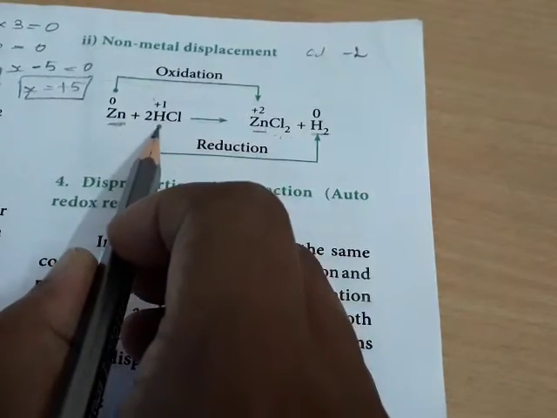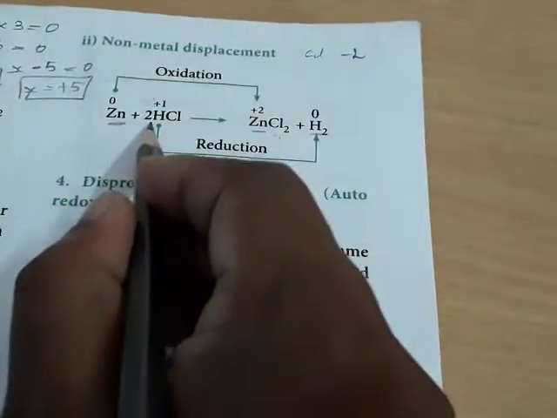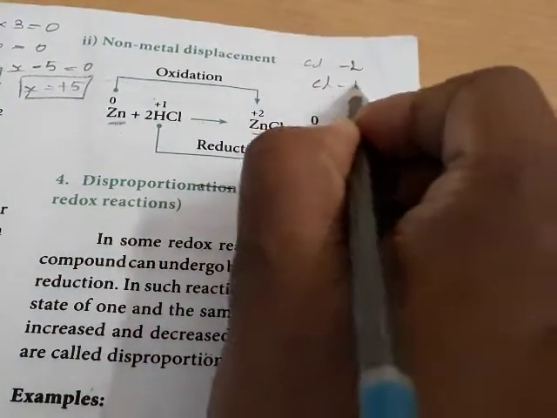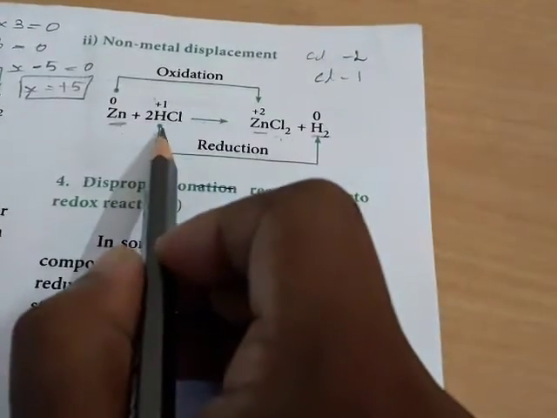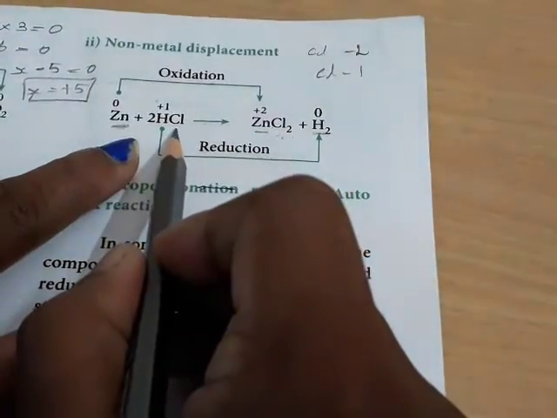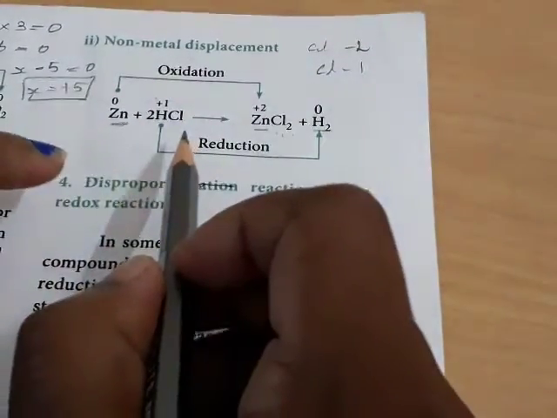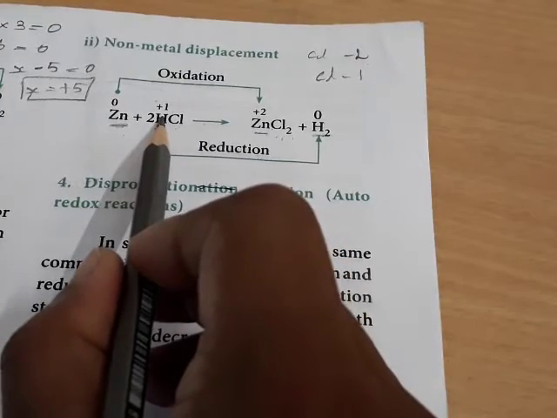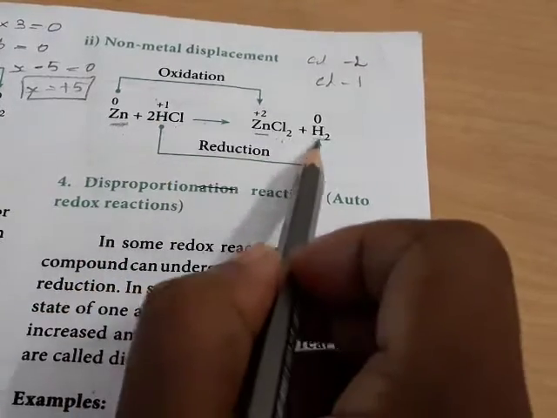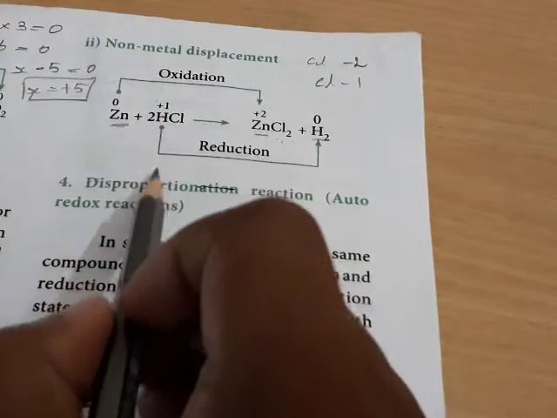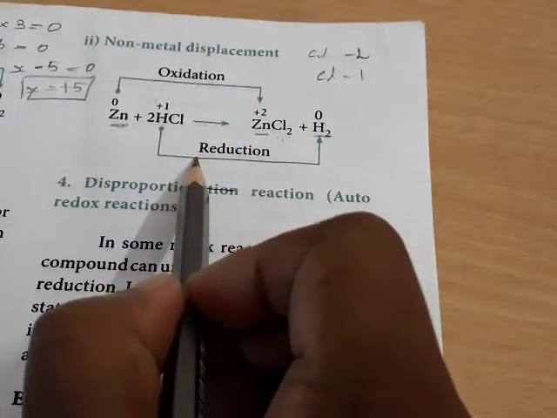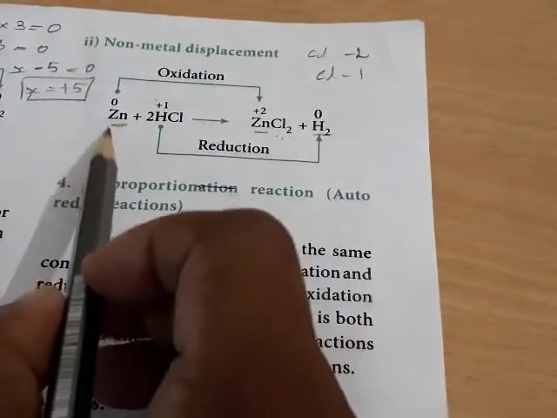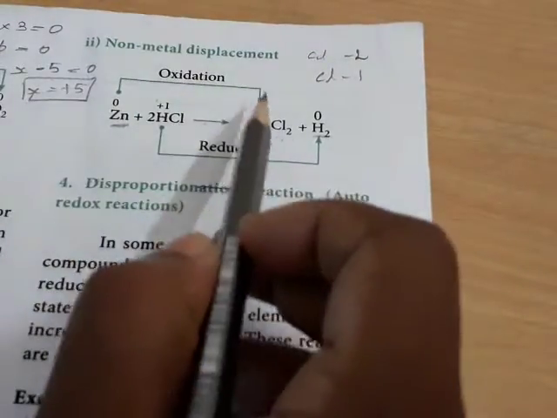Now we are going to find out the oxidation number in HCl. In HCl, you already know chlorine is in the -1 oxidation state, so hydrogen is +1. Okay, here you see the +1 hydrogen changes into 0. So +1 changing into 0 means the oxidation number decreases, so reduction takes place. The 0 changes into +2, the oxidation number increases, so oxidation takes place.